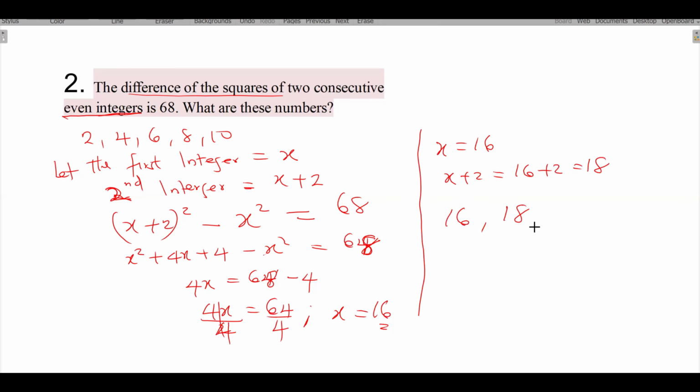Let's confirm. Now, when we say 18 squared minus 16 squared, it actually gives us 68. So 18 squared is 324. That means we are saying 324 minus 16 squared, which is 256. When we subtract them, it gives us 68. That means the answer is 2.